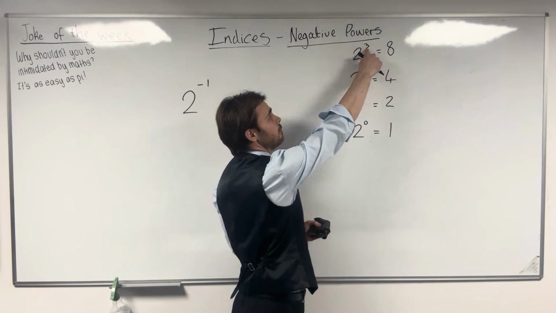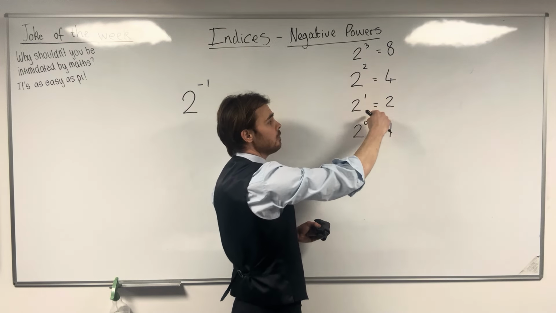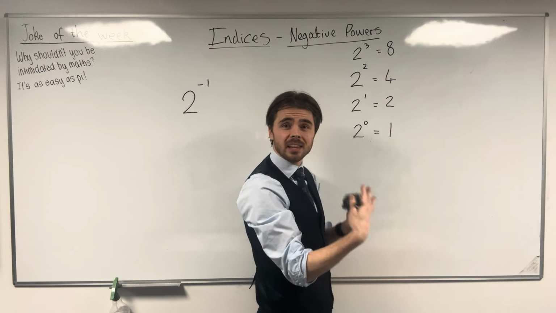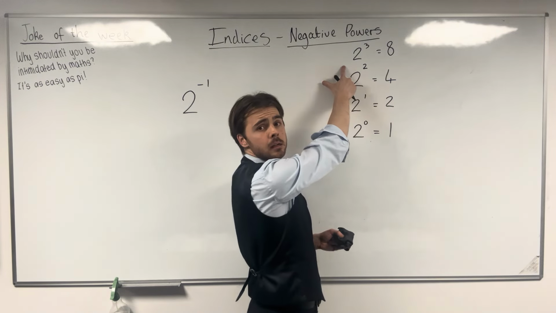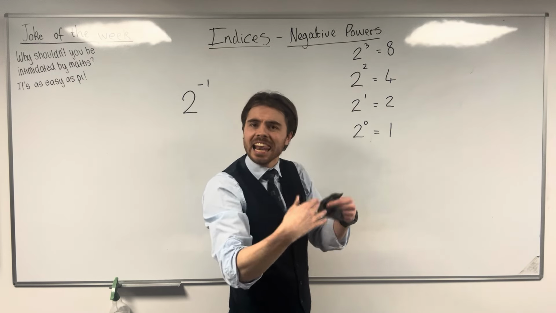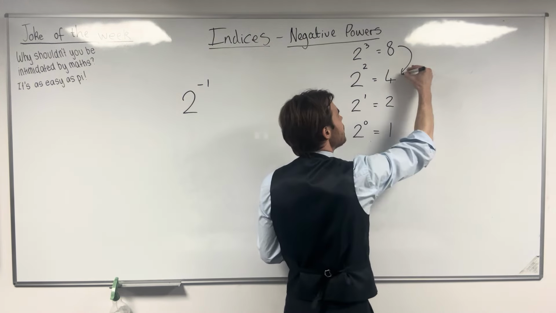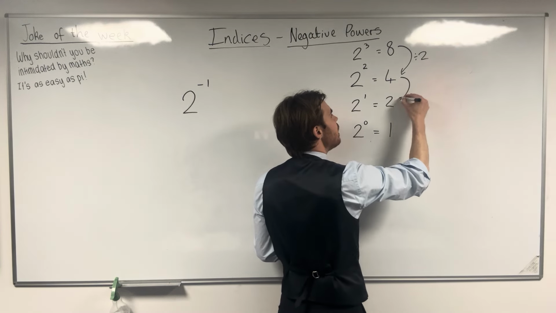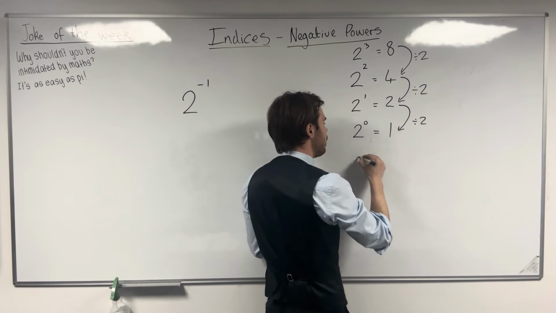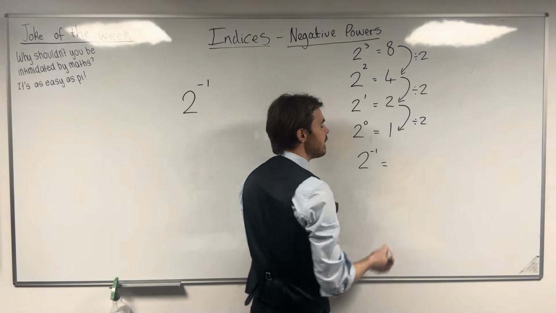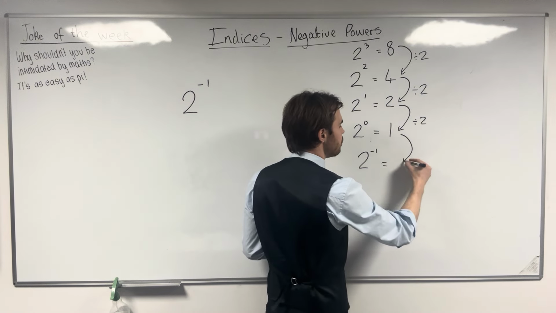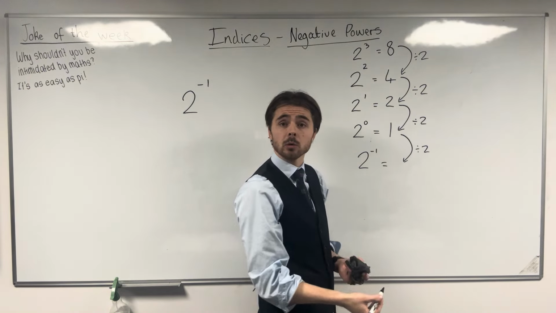As the powers have decreased by 1 each time, my answer has been being divided by 2. Now that makes sense because there were 3 2's here. Now there's only 2 2's. That is a multiplication of 2 less each time. So I am dividing by 2 every single time I reduce a power of 2. Now, if I have 2 to the power of minus 1 underneath, well, my pattern suggests that I am going to divide by 2 here. And that's exactly what's going to happen.